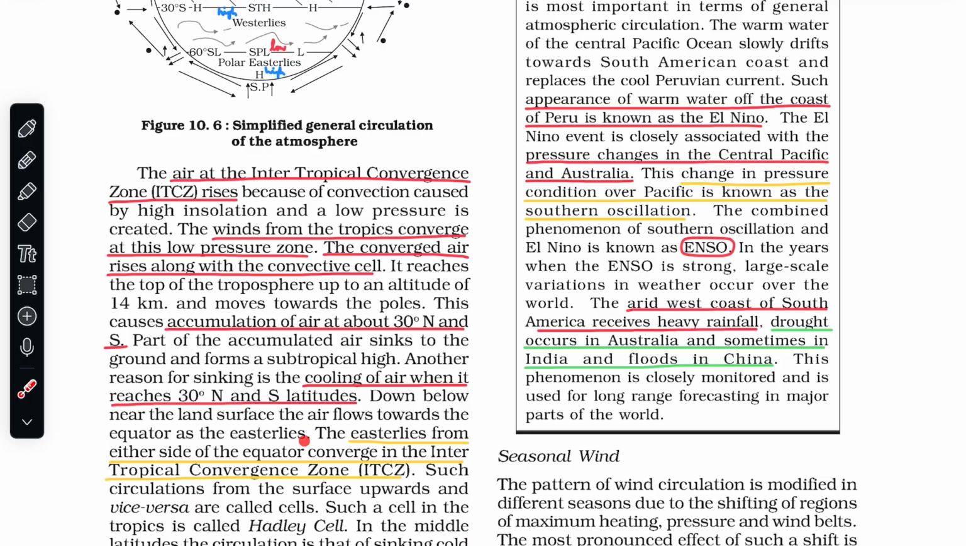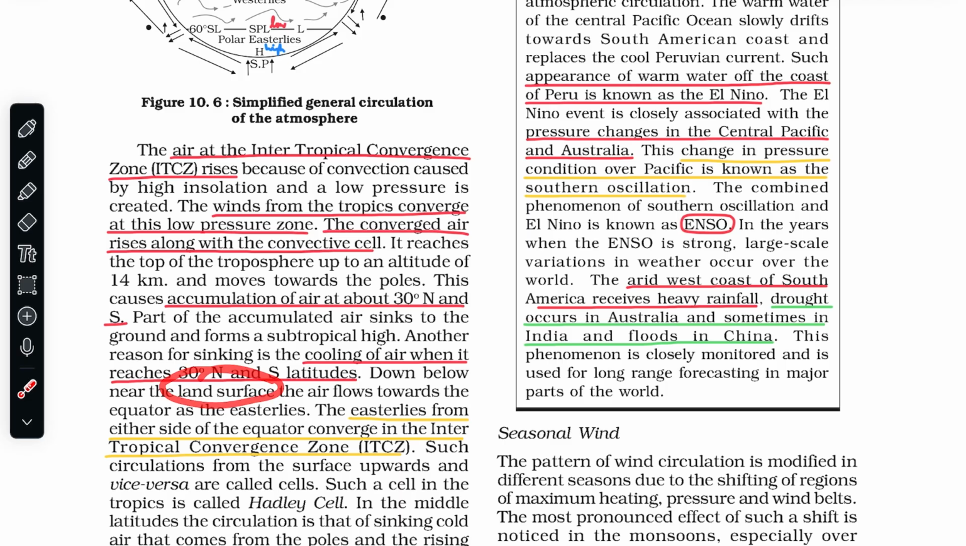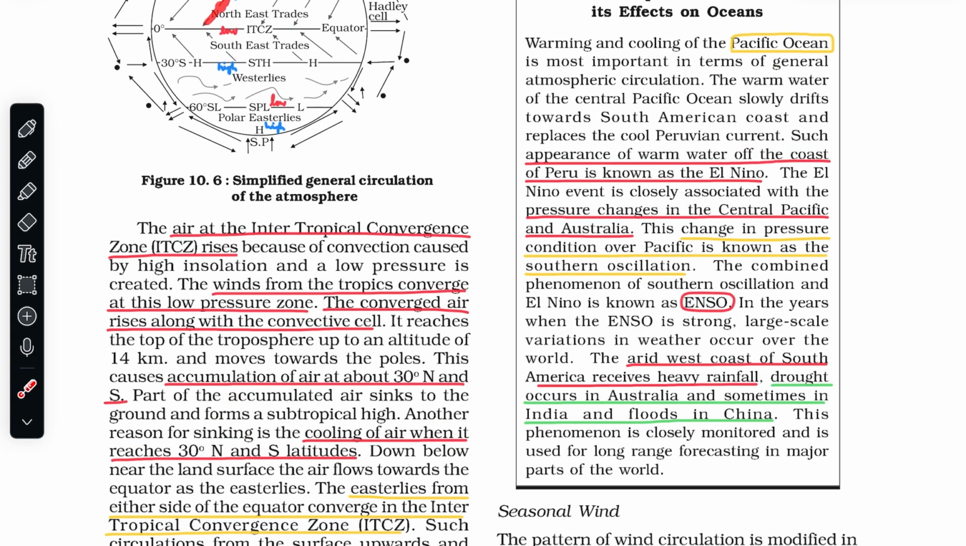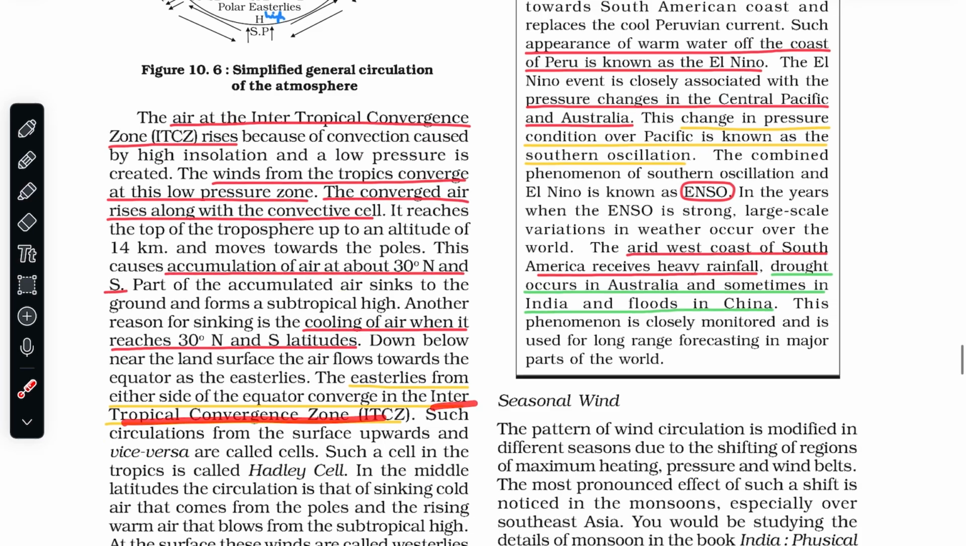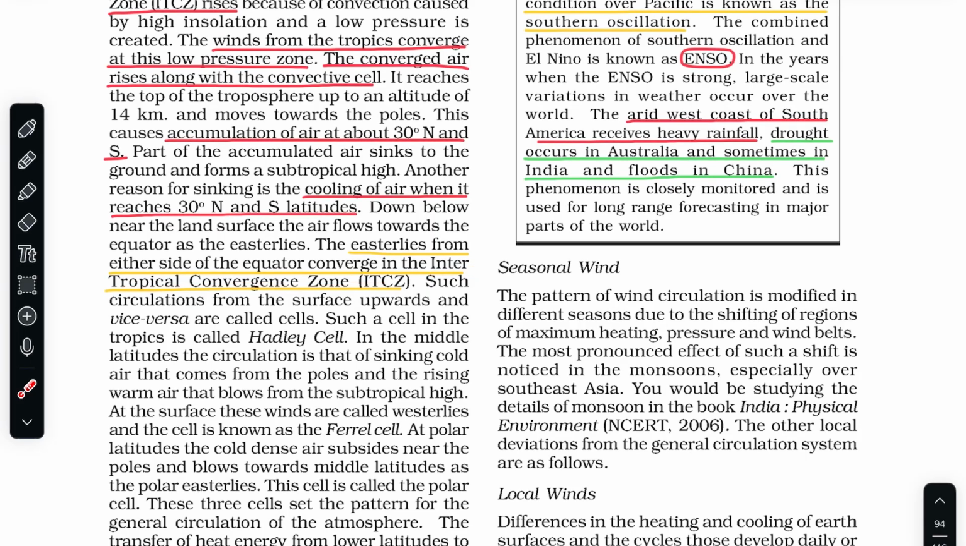Down below, near the land surface, the air flows towards the equator as the easterlies. So here, the northeast trade winds, the easterlies, the north and southeast trade winds. The easterlies from either side of the equator converge in the ITCZ, intertropical convergence zone. So circulations on the surface, upwards and vice versa, are called cells. Such a cell in the tropics is called the Hadley cell.